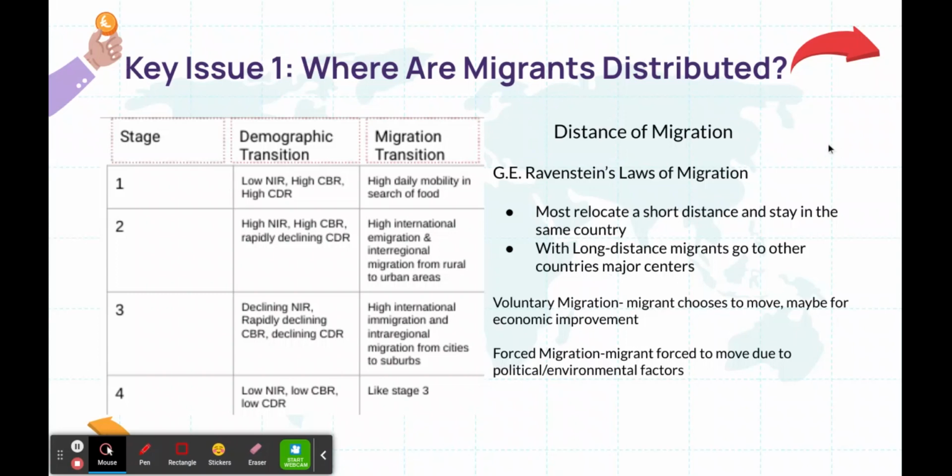For distance of migration, the two main ideas are that most migrants relocate a short distance and remain in the same country. The other main idea is that long-distance migrants move to other countries and usually move to cities. Voluntary migration is where the migrant chooses to move, maybe for economic improvement. Forced migration is when a migrant is forced to move due to political or environmental factors.